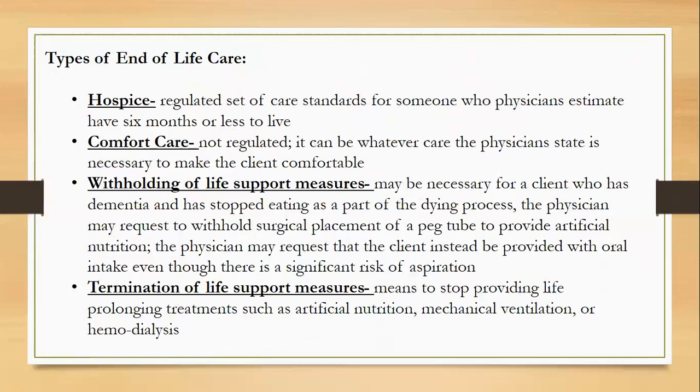Withholding of life support measures. This may be necessary for a client who has dementia and has stopped eating as part of the dying process. The physician may request to withhold surgical placement of a PEG tube to provide artificial nutrition. The physician may request that the client instead be provided with oral intake even though there is significant risk of aspiration.